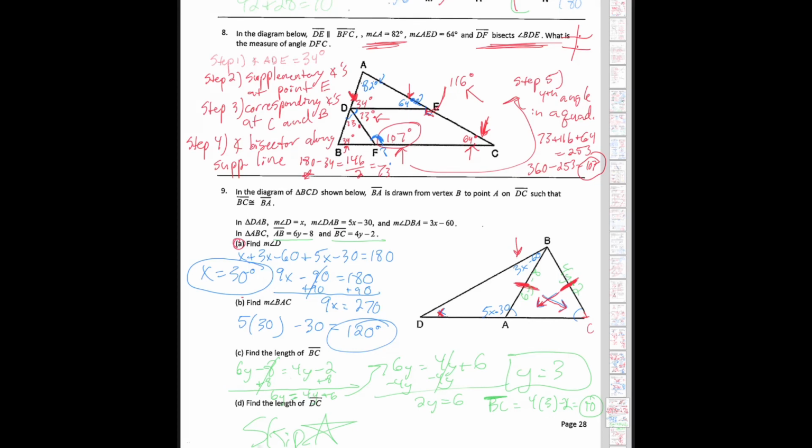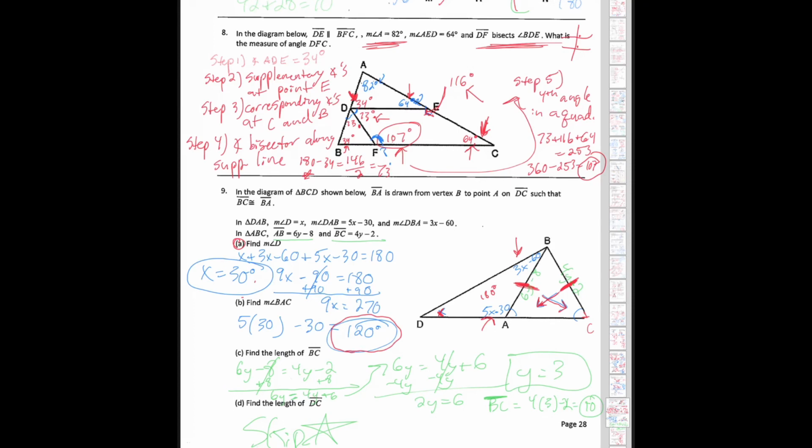We have to add up all three angles and set it equal to 180 because it's the interior angles of a triangle. So pretty straightforward. X plus 3x minus 60 plus 5x minus 30, we get x is equal to 30 degrees. Where x is equal to 30, we plug in, it's 30 degrees. For B, we're looking for angle BAC. So we just solve for x to be 30. Now we plug back to 5x minus 30, and we get 120 here.